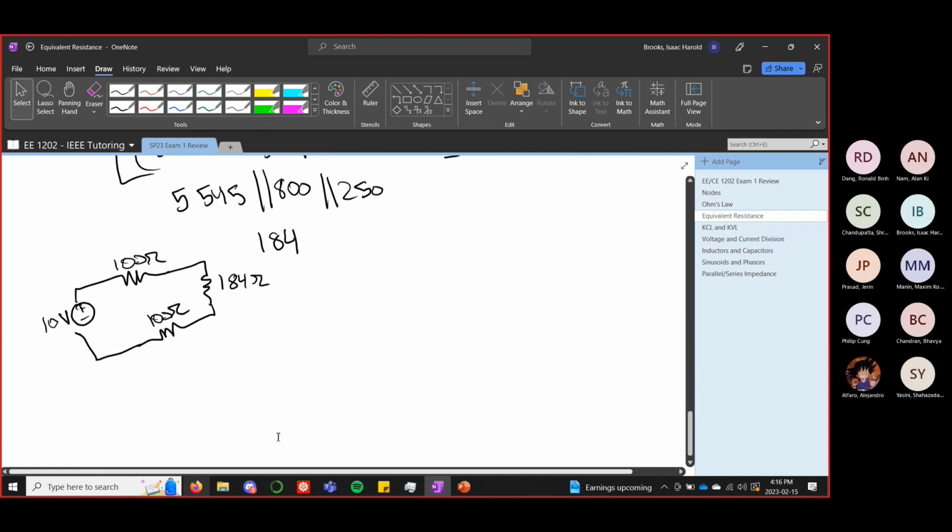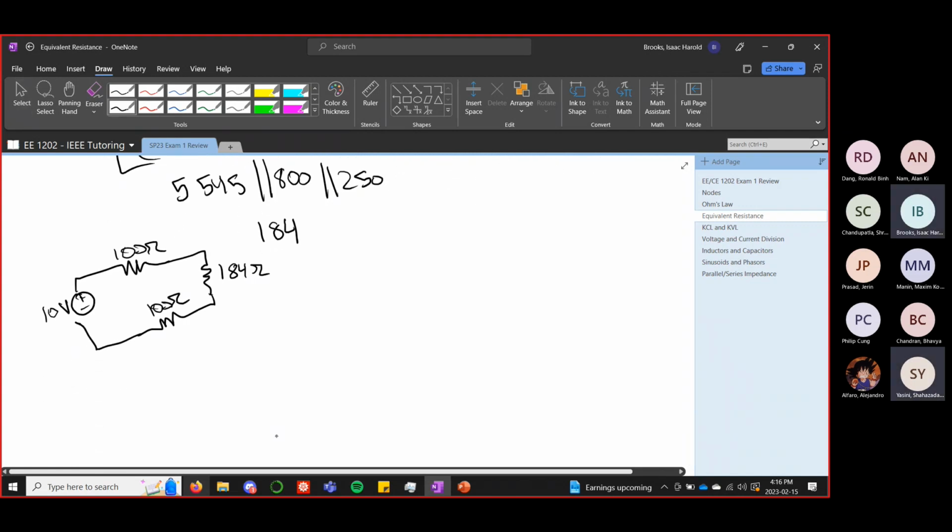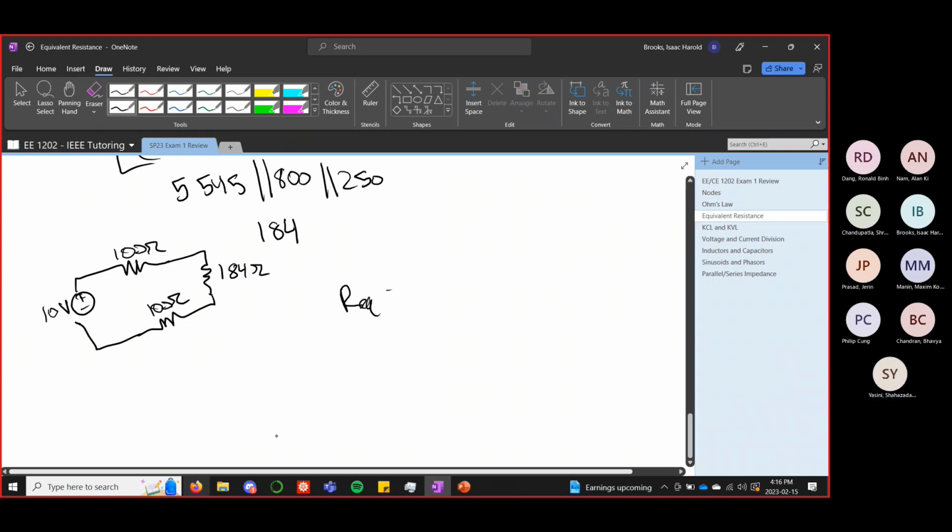So what this means is that we can just add these in series. So the total combined resistance as seen by this source is how much? Yeah, the summation of these, 100 plus 184 plus 100 is 384 ohms. Okay, so how much current is being drawn from the source? How do we solve that?